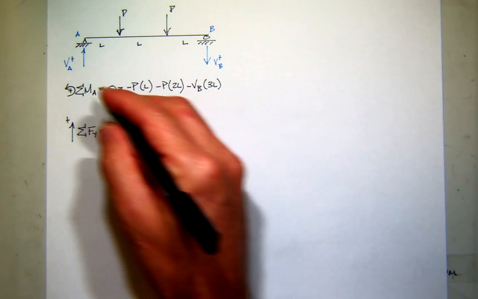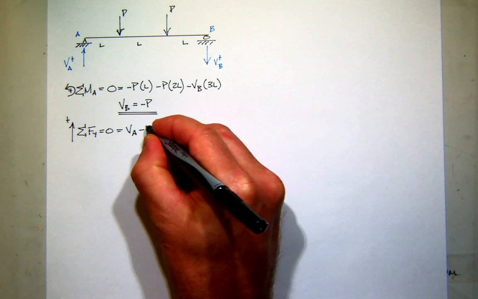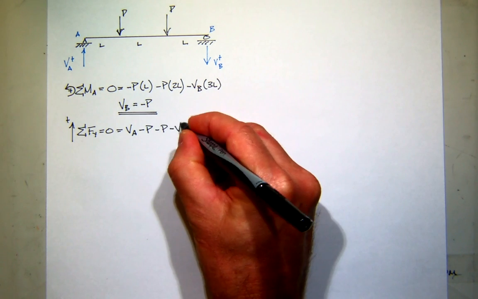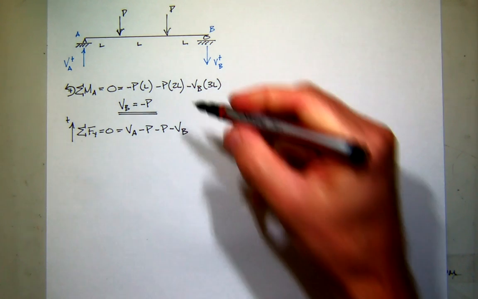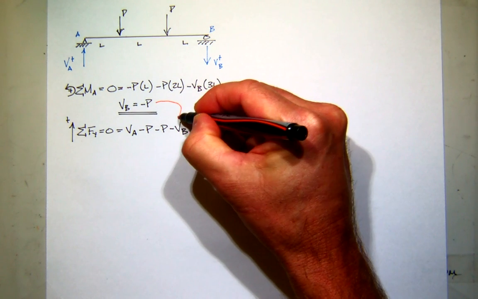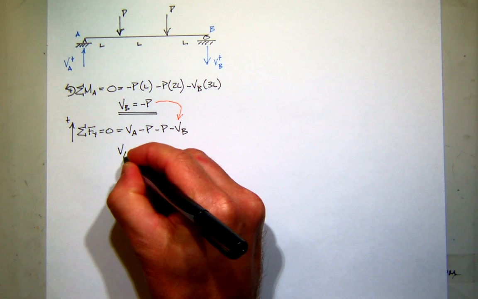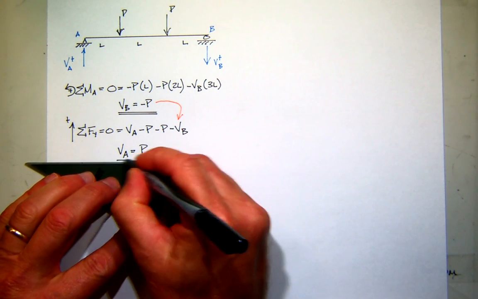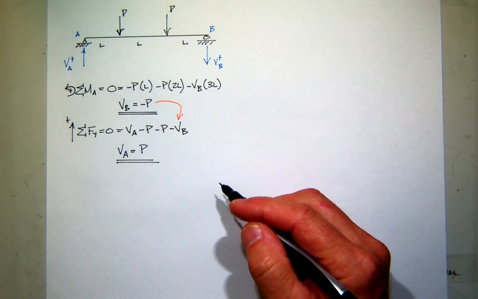So summing the forces, I have the shear force at A acting up. Let's see, P is down, the next one is down, and the way I've drawn it on my free body diagram, the shear at B is also down. But remember, since I've already solved for that, I'm going to put that negative P value right in there. So if you check that out, you'll see that the shear at A is positive P. So far, so good?